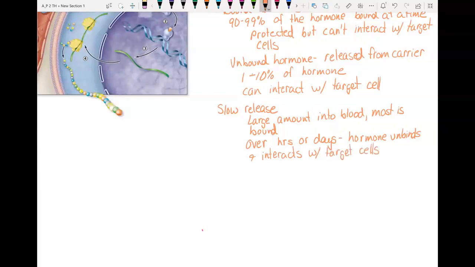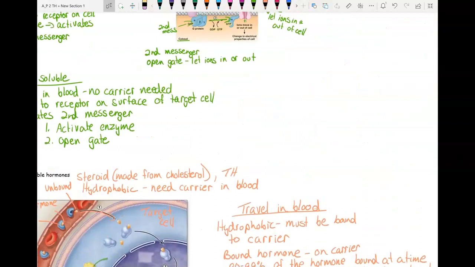So a main difference between lipid-soluble and water-soluble hormones is how long they last. Lipid-soluble will be active for days or hours, and that's because of how it's bound to these carriers. Back up here, the water-soluble, because it does not require a carrier, is only active for a few minutes.